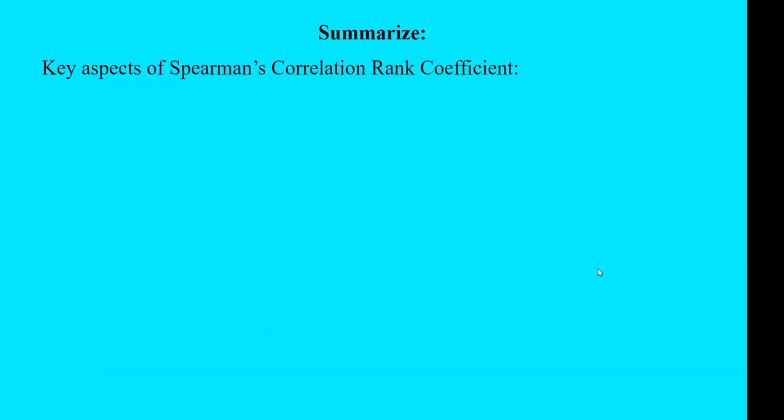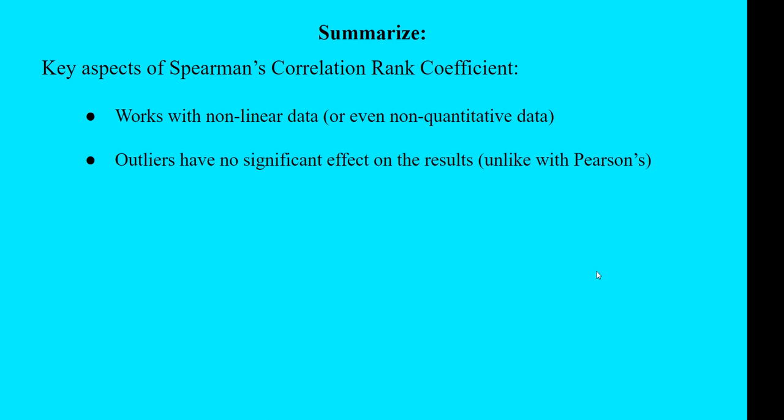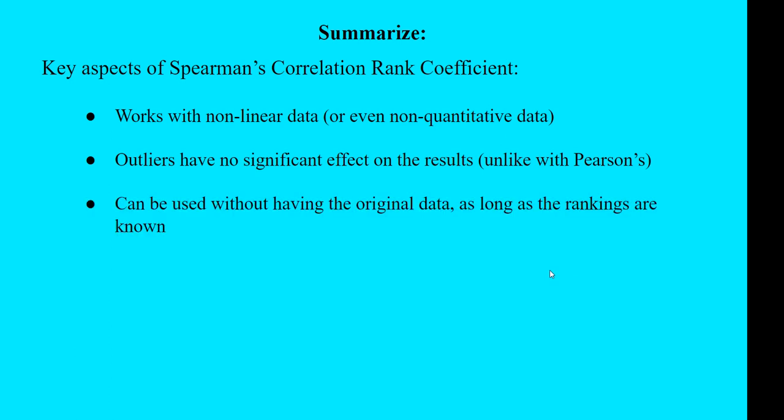In summary, a couple key aspects of Spearman's rank correlation coefficient. It works with nonlinear data, as we talked about. As long as you can rank the data, you can use Spearman's rank order correlation coefficient. Outliers don't have the same effect that they might with Pearson's. So if you have a really, really large value as your biggest value overall, it's still your highest rank. It's not going to affect the overall results like it would for linear data.